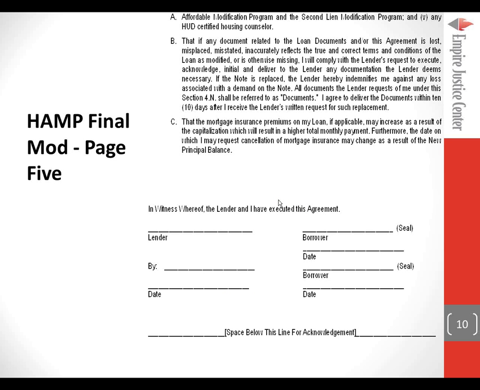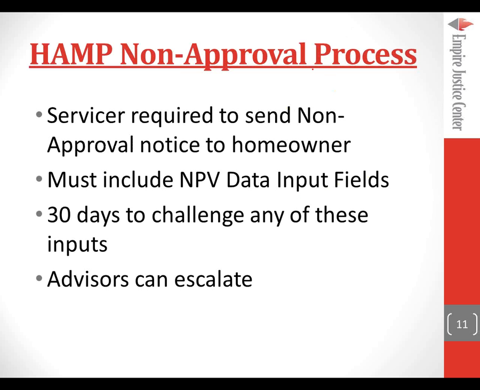But let's say your homeowner did not get approved for HAMP. And the bank has come back and said, sorry, homeowner, you don't qualify. It's not as simple as the bank can just say, sorry, you don't qualify. They need to be more specific than that. So there are some requirements under the HAMP program. The servicers are required to send a non-approval notice to the homeowner.